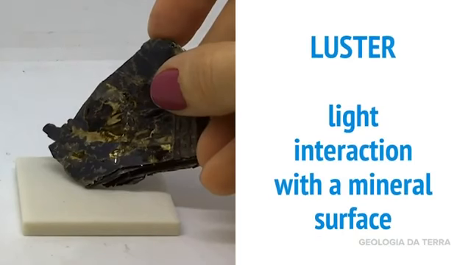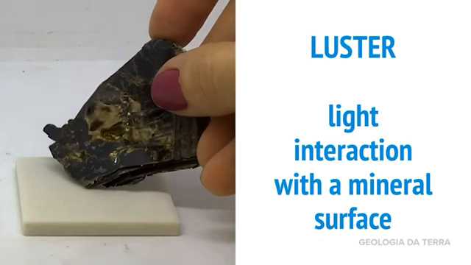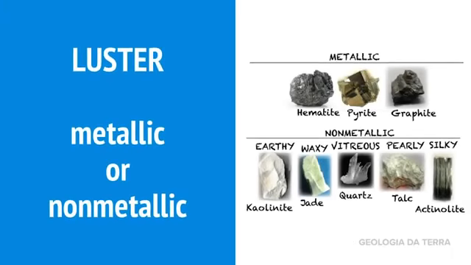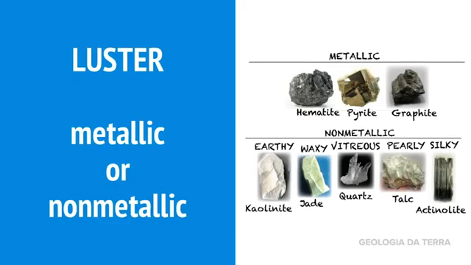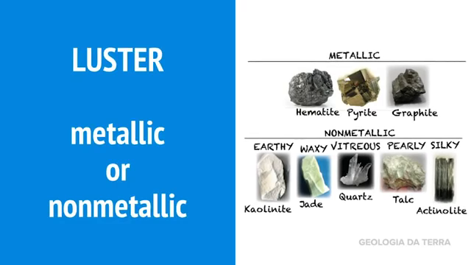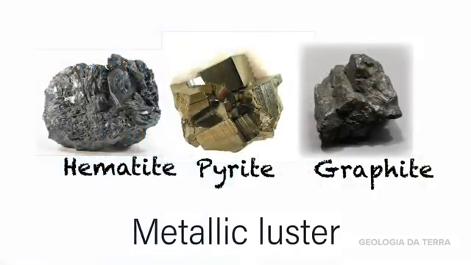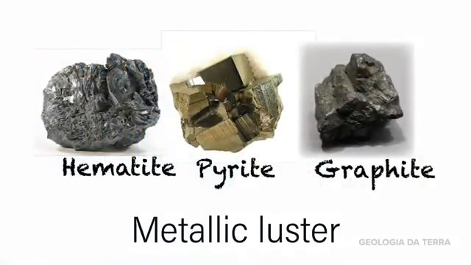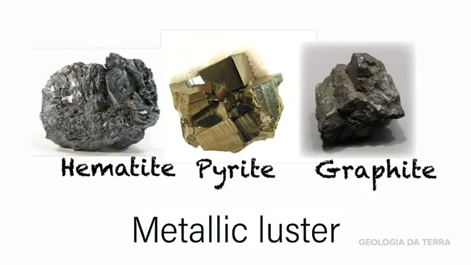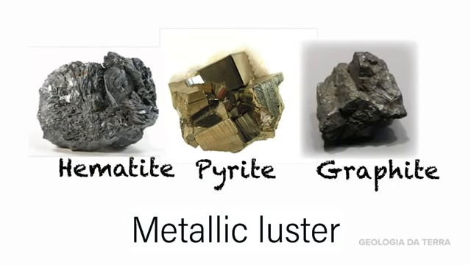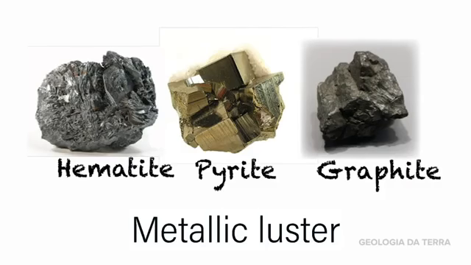Let's start with luster. Luster is given by the way light interacts with a mineral surface. Luster can be metallic or non-metallic. This is a great way to start our mineral identification. A mineral with metallic luster will look like an untarnished piece of metal, usually shiny and opaque. Examples are hematite, pyrite, or graphite.